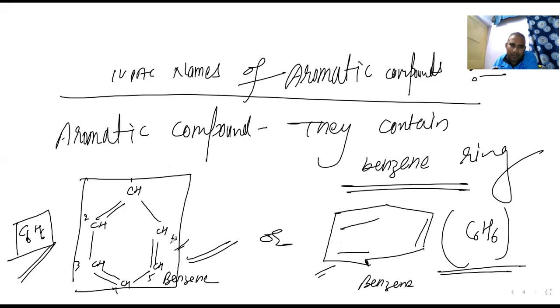Another way, this is the condensed formula. This one I wrote is condensed, and this one, if you are writing, is the bond line formula, right? These are the two formulas. So any one you need to keep in mind. Are you able to understand?